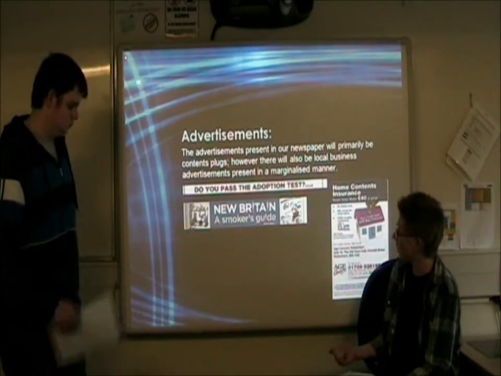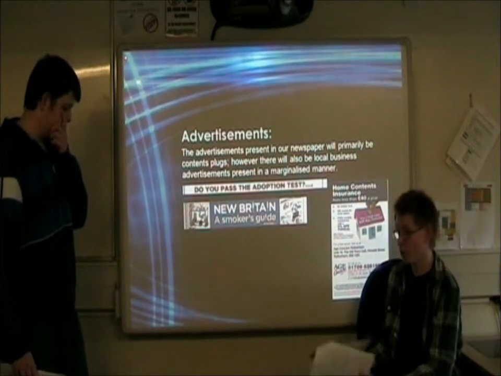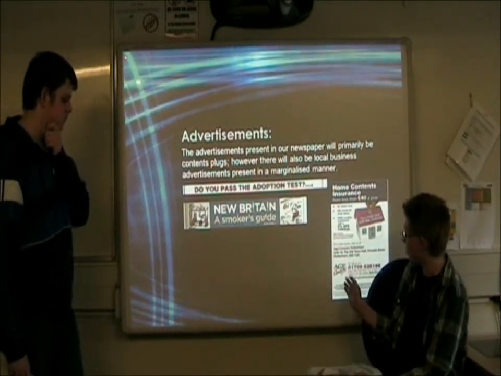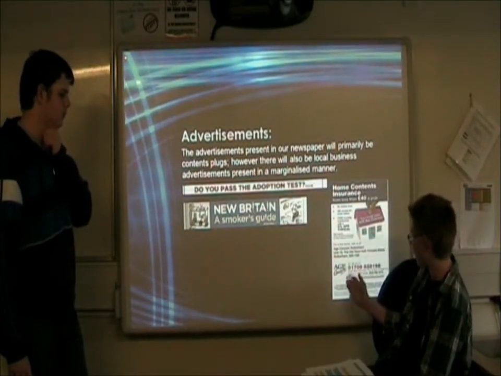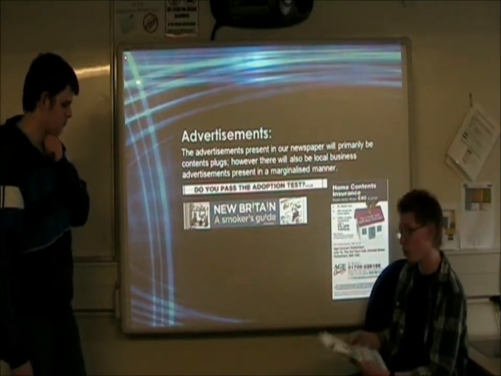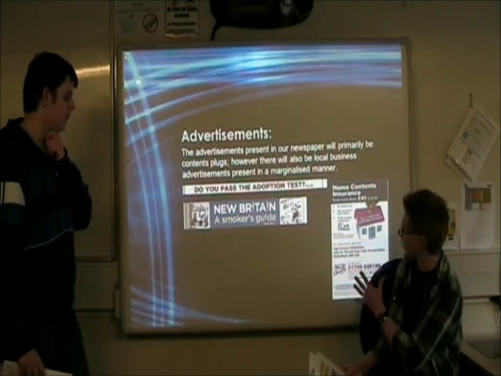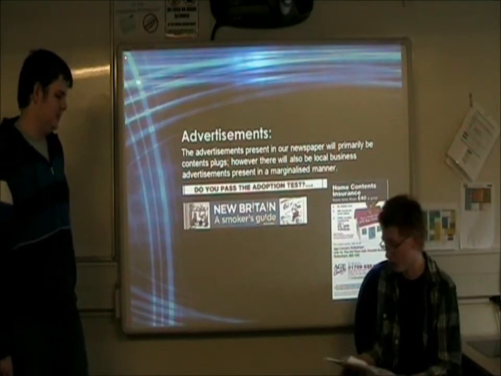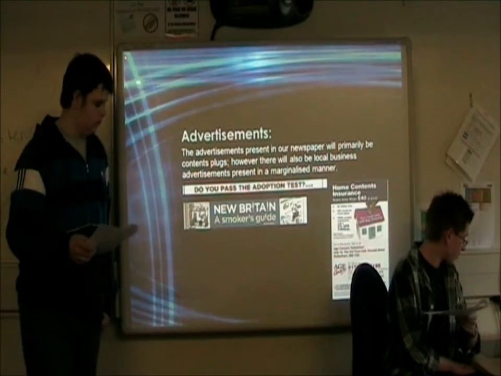While we still have to adhere to one of the subgenres of our newspaper being a local newspaper, and one of the local newspaper conventions is to convey advertising for local businesses, such as this one that says home contents insurance from Age Concern. Age Concern isn't a directly local business, but it is one that is operating in the local area. And so by combining both of these, we're hoping to adhere to the two subgenres we're trying to convey to our audience and embody in our media text with this project.